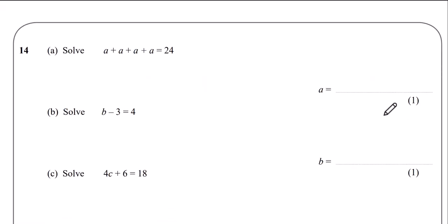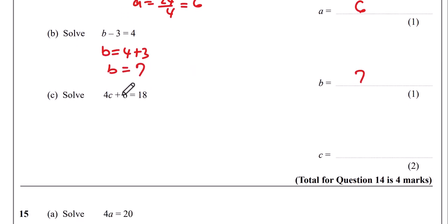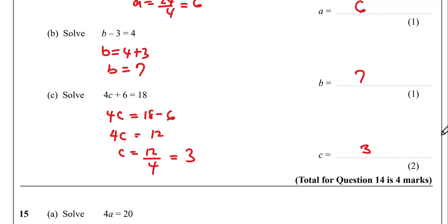So go to the next question. We have 4a is equal to 24, and what's going to be a? Well, divide this by 4, so a will be 6. And of course for the next one there is a minus, so you're going to add 3 on both sides, so b will be 4 plus 3, and that will be 7. And of course for this one, because again here is plus 6, you're going to minus 6 on both sides, so 4c will be 18 minus 6. Now 18 minus 6 is 12 here, and of course you divide by 4 on both sides, so c will be 3.